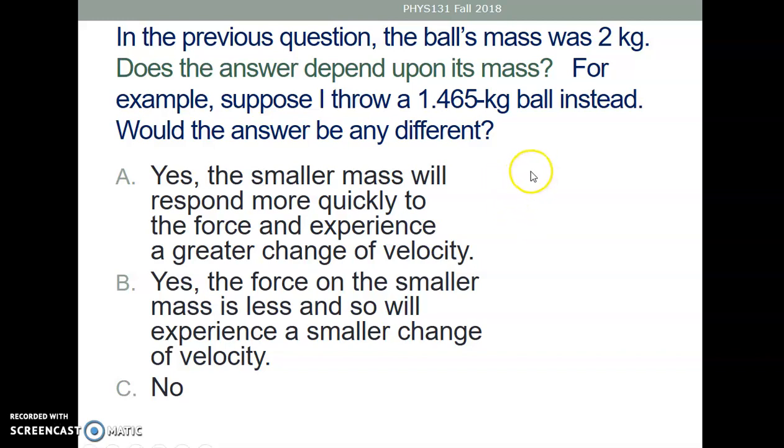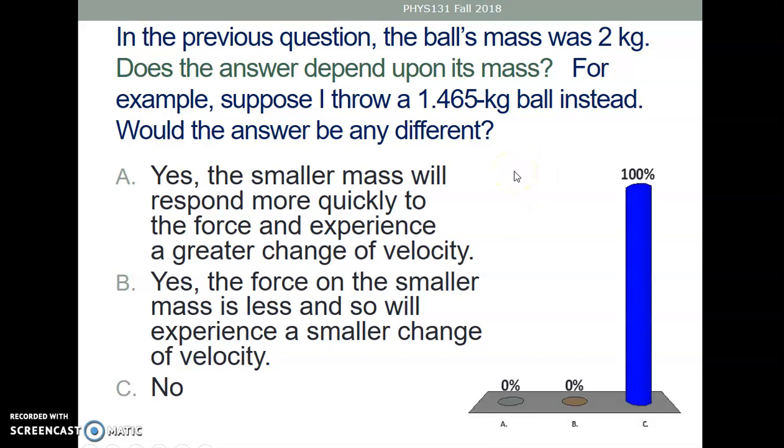Alrighty, 3, 2, 1. And it looks like everybody from last year's class got C correct. That's pretty good. The mass of an object: all bodies near the surface of the Earth fall with the same acceleration, the same change in velocity for the amount of time that they fall. So it doesn't matter if the mass is heavier. Heavier objects do not fall faster than lighter objects.